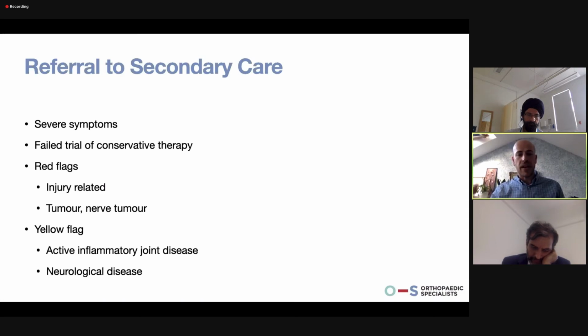And any red flags, so obviously injury related, or if one was worried about tumours or nerve tumours. And things such as inflammatory disease or neurological disease: neurological disease may be better managed under a neurologist, and an inflammatory disease possibly better under a rheumatologist in the first instance. But again, a referral to secondary care.